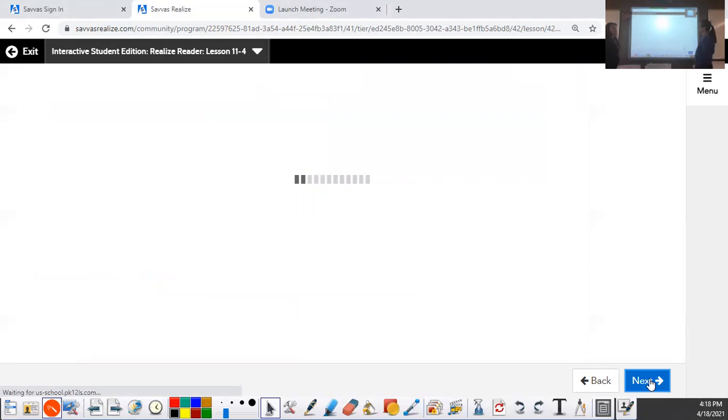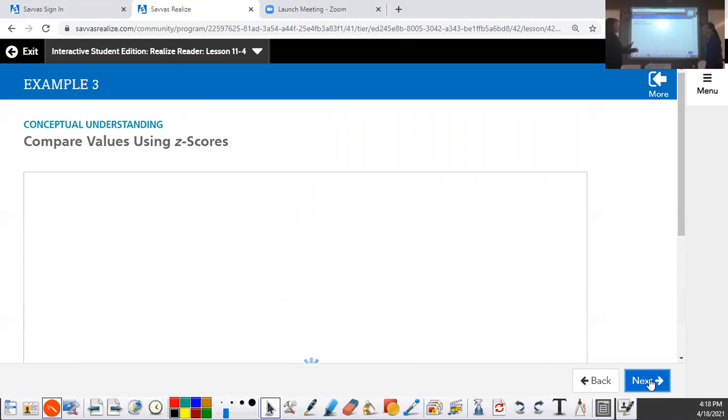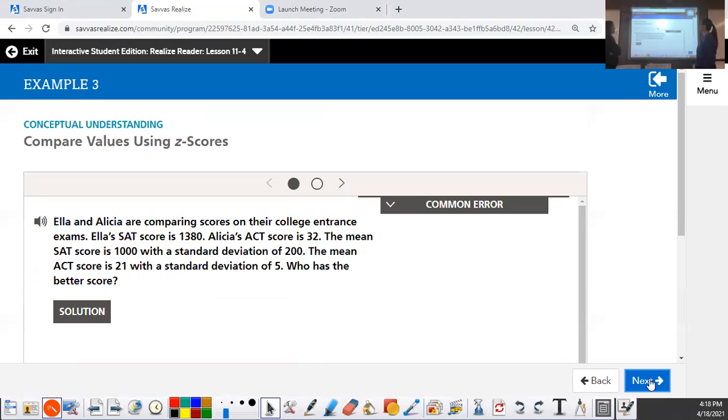And now we're going to be 2 standard deviations out. So 2 to the left, 2 to the right, on the diagram that you already have.